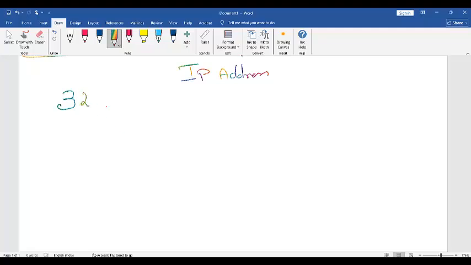It is a 32-bit size address, but it is a binary 32-bit. We don't use binary in our day-to-day life. So this 32-bit needs to be converted into decimal and used. For that, first of all, they divided that 32 into 4 equal groups. Then how many bits will be in one group? 32 divided by 4 is 8. So you got 8-bit.